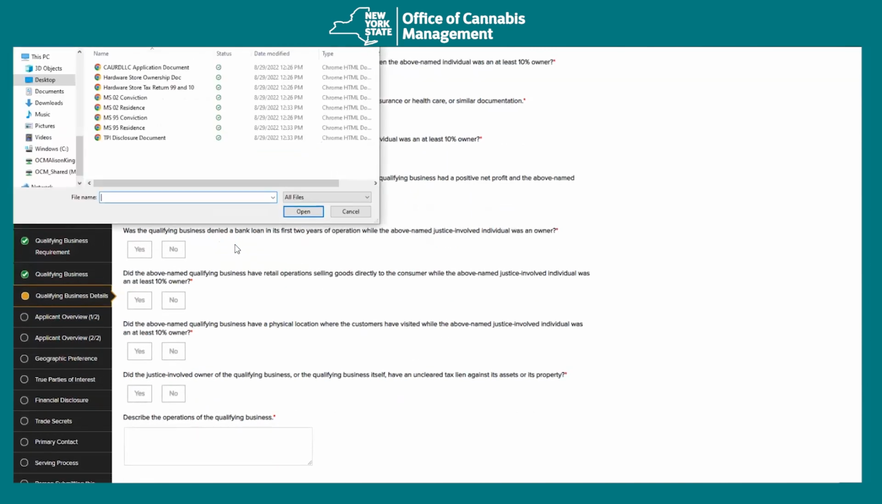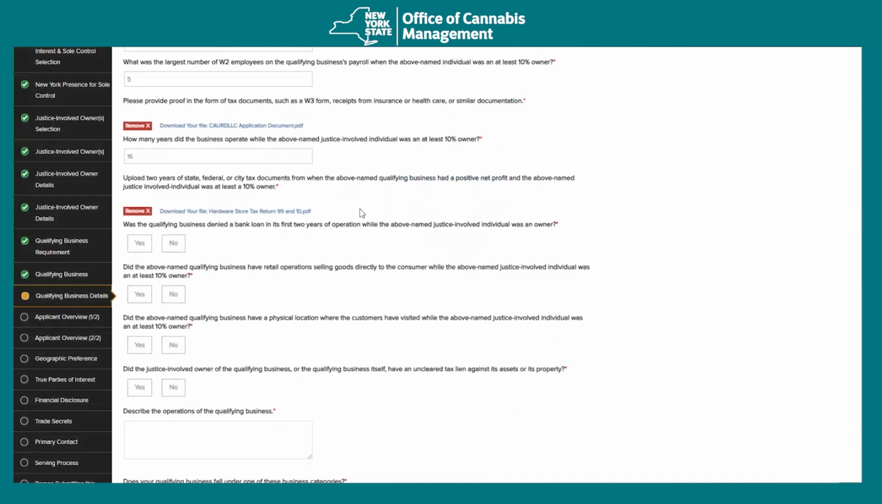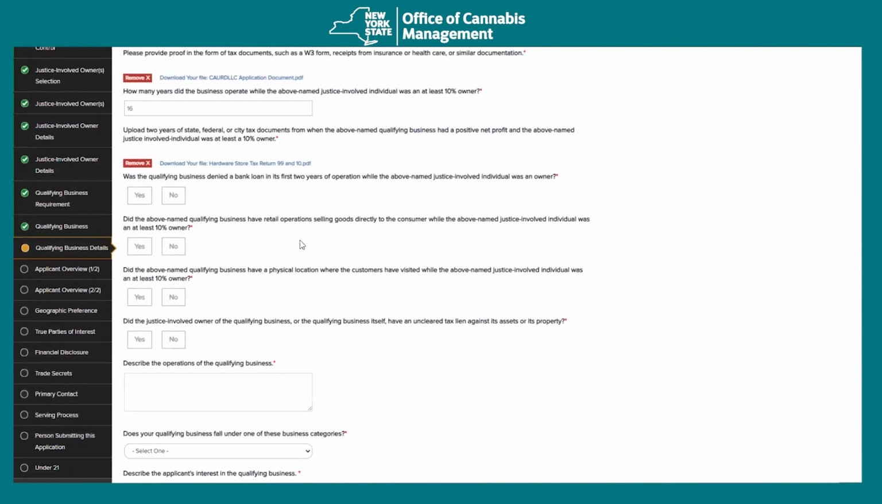I also have to provide tax returns from 2 years when the business was profitable. These do not have to be consecutive years or the most recent years. In this example, I have tax returns from 1999 and 2010 for the hardware store that show that the business was profitable.